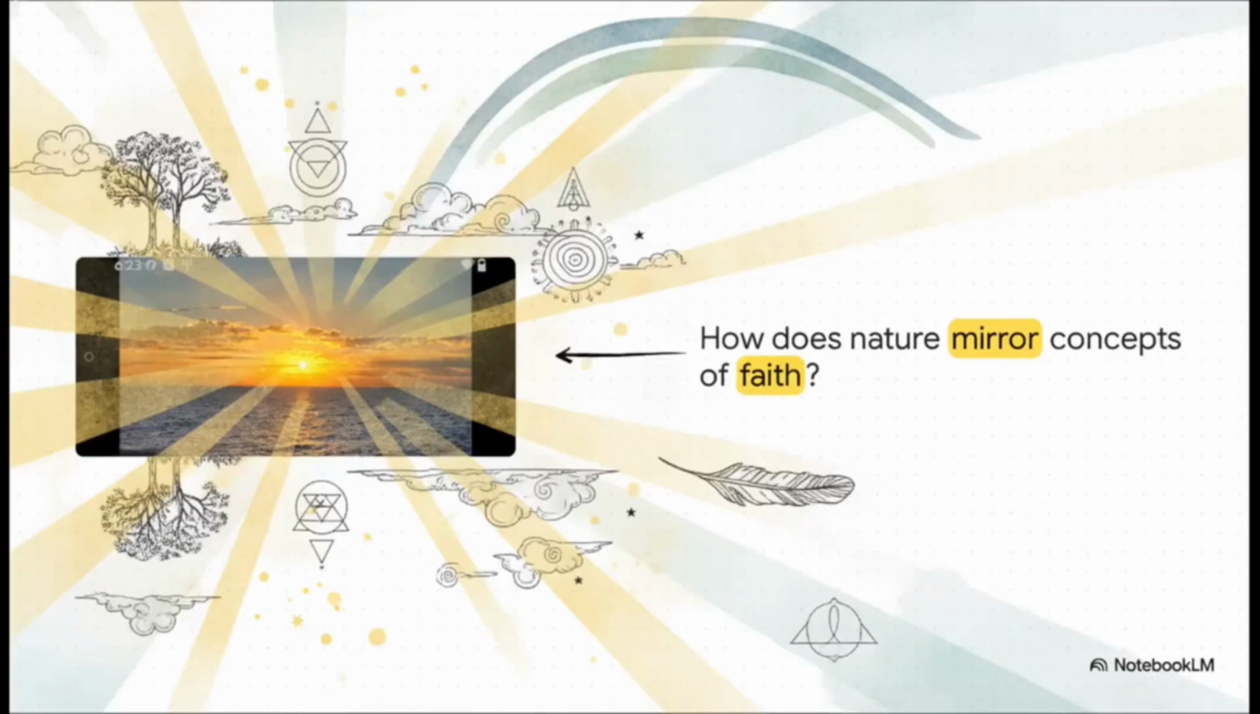Which leaves us with this final, really important thought to ponder. How does the natural world around you mirror the concepts of faith we've explored today? We've seen how painters, iconographers, and photographers use color, light, and scale to literally make the infinite visible. Next time you see a brilliantly clear sky or a dramatic shaft of light breaking through the trees, ask yourself what it might be trying to explain.